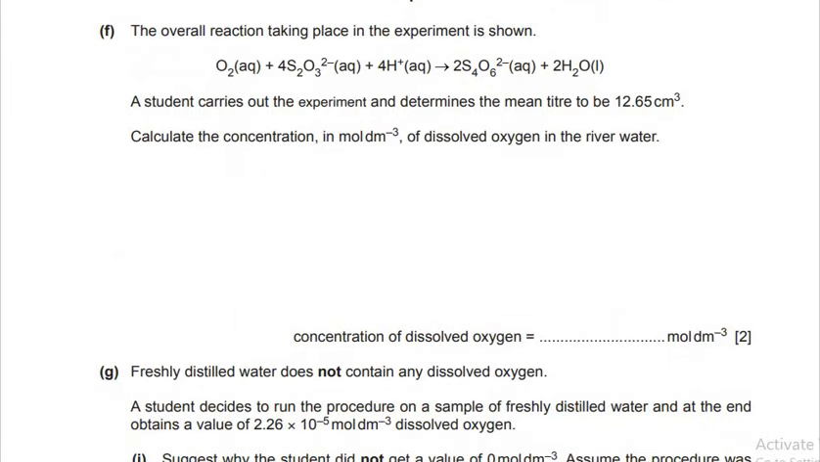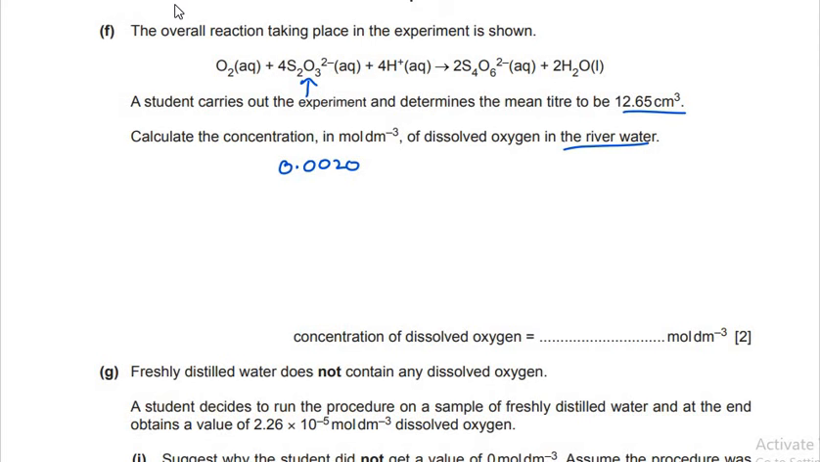It says the overall reaction taking place in the experiment is shown here. A student carries out the experiment and determines the mean titer to be 12.65 centimeter cube. Calculate the concentration in moles per dm cube of dissolved oxygen in the river water. Now this 12.65 centimeter cube is the thiosulfate solution volume, and we have already seen that the concentration of thiosulfate is 0.0020. So that's the concentration.